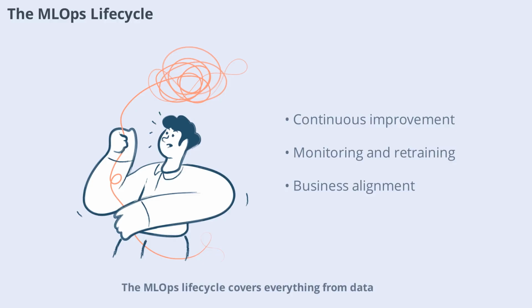The MLOps lifecycle covers everything from data collection and model training to deployment and monitoring. It's a continuous process, not a one-time event. After deploying a model, teams must track its performance, retrain it with new data, and ensure it adapts to changing environments. This lifecycle approach helps maintain high-quality predictions and keeps AI systems aligned with business goals.